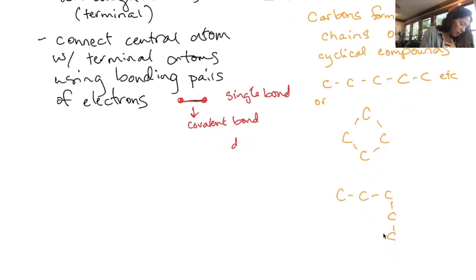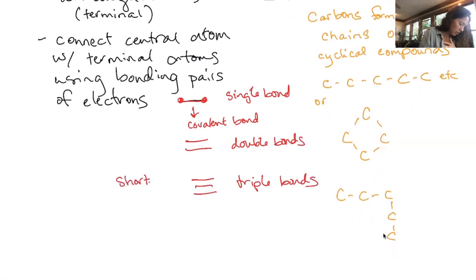There are double bonds. Okay. And there are triple bonds. Okay. And this one is shorter. We've already talked about this, and thus stronger. And you can go ahead and identify it yourself that this is longer and weaker.